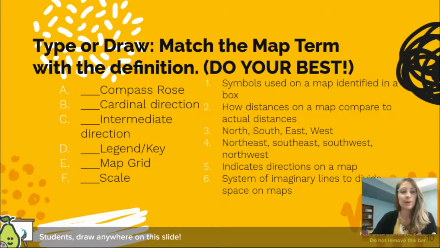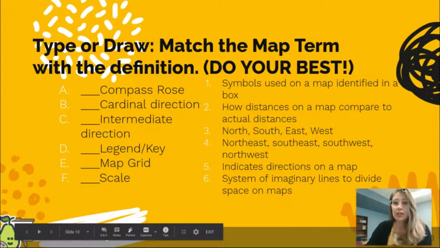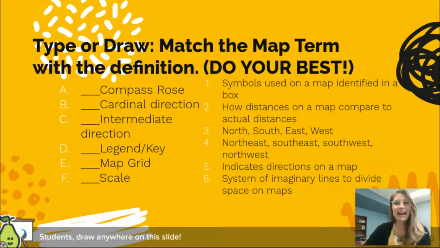So this will be number 5. Our cardinal directions are north, east, south, and west. Our intermediate directions are northeast, southeast, southwest, and northwest. The legend or our key are symbols used on a map identified in a box. The map grid is a system of imaginary lines to divide space on maps. And the scale is how distance on a map compares to actual distance in real life.